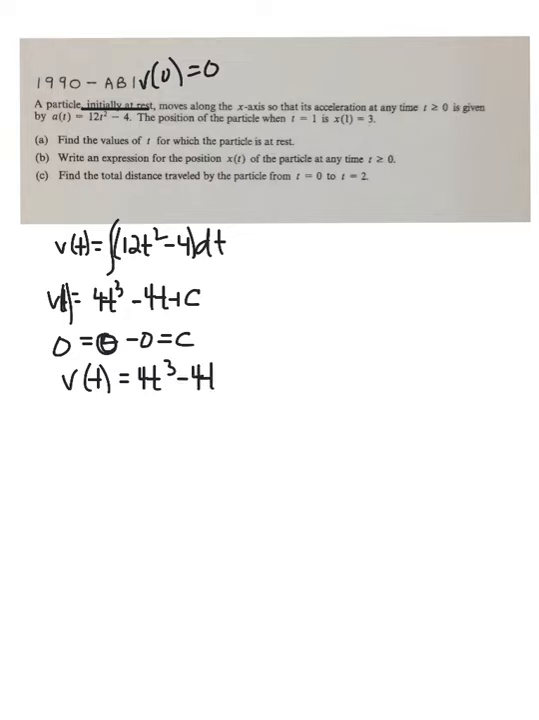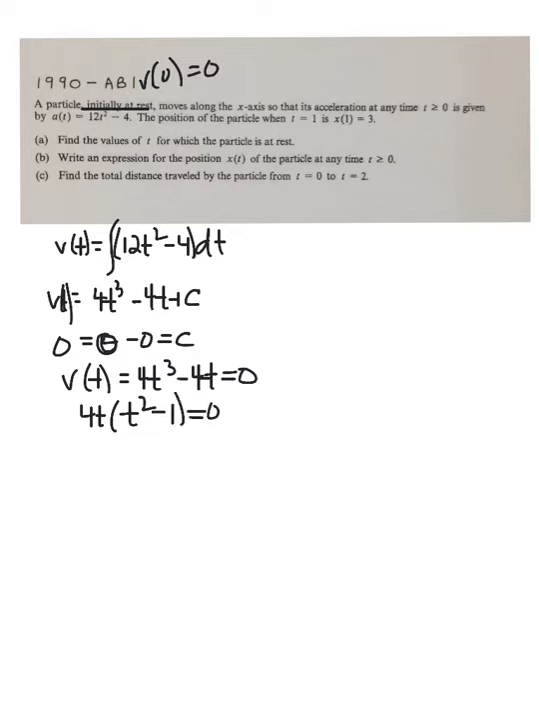Now that's not what they asked for, but we need that in order to answer part A. It says to find out when the particle is at rest. Well, the particle is at rest when the velocity is equal to 0. So let's factor out a t and a 4, and that's going to give me t squared minus 1.